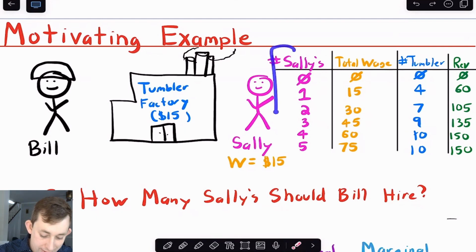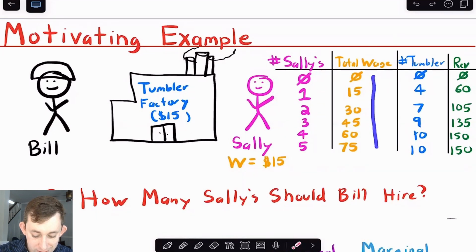He's got this nice table right here where he has the number of Sallys he employs, and the total amount of wage that he has to pay for all the Sallys he employs. You can see that Sally's wage is $15, so the total wage increases by $15 for each additional Sally that Bill hires. These are the number of tumblers that Bill can make with the same number of Sallys.